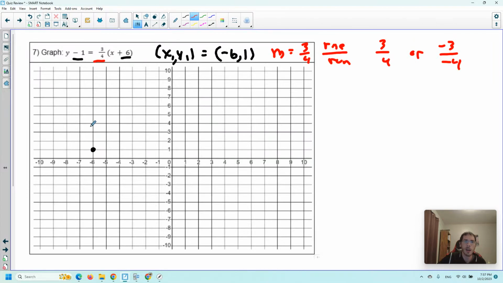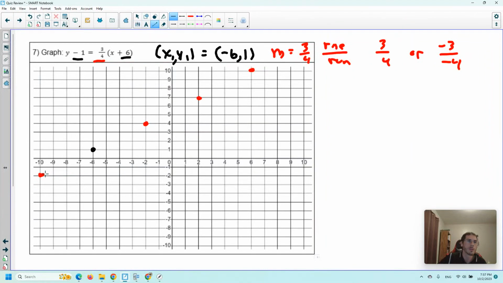1, 2, 3, rise. 1, 2, 3, 4, run. For this one, we got to go backwards. 1, 2, 3, 4, run. 1, 2, 3, rise. I should have gone this way. 1, 2, 3, rise. 1, 2, 3, 4, run.